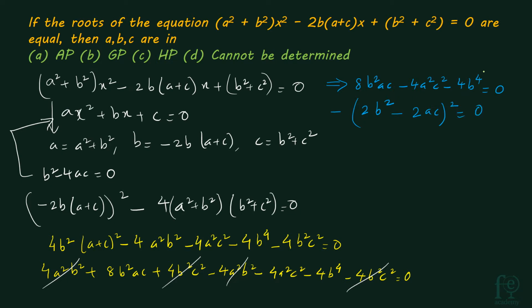2b square the whole square is equal to 4b raised to 4. 2ac the whole square is equal to 4a square c square, and 2ab is equal to 2b square into 2ac into 2, which will be giving you 8b square ac. So that is correct. So this equation can be written as minus of (2 into b square minus 2ac) the whole square is equal to 0, which gives you 2b square is equal to 2ac. So b square is equal to ac.